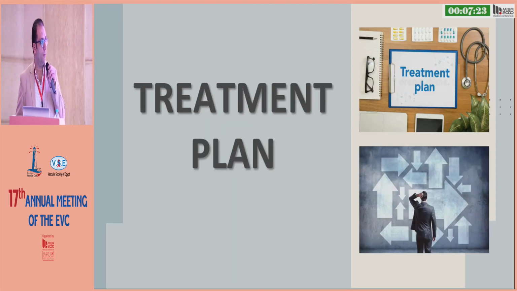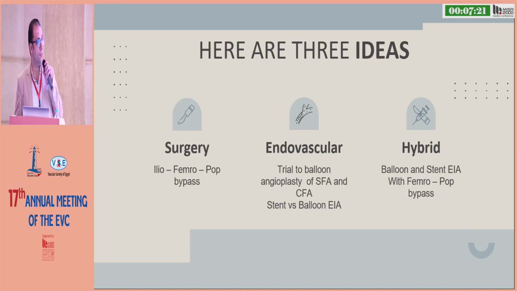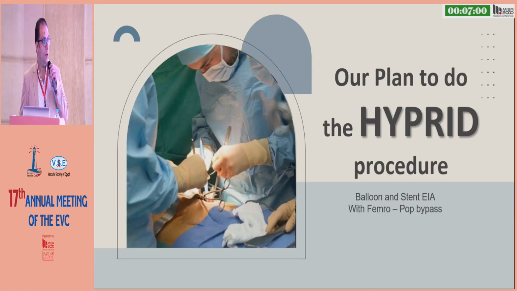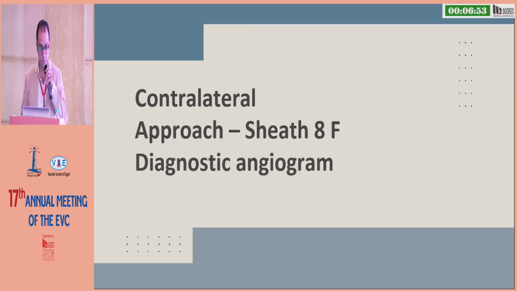What is the plan for management? There are three modalities of treatment: either surgery, an iliofemoral popliteal bypass, or an endovascular trial of balloon angioplasty of the superficial femoral artery, with either an external iliac artery stent versus balloon angioplasty, or hybrid procedures: balloon and stenting of the external iliac artery with femoral popliteal bypass. Our plan is to do the hybrid procedure, balloon and stenting of the external iliac artery with femoral popliteal bypass.